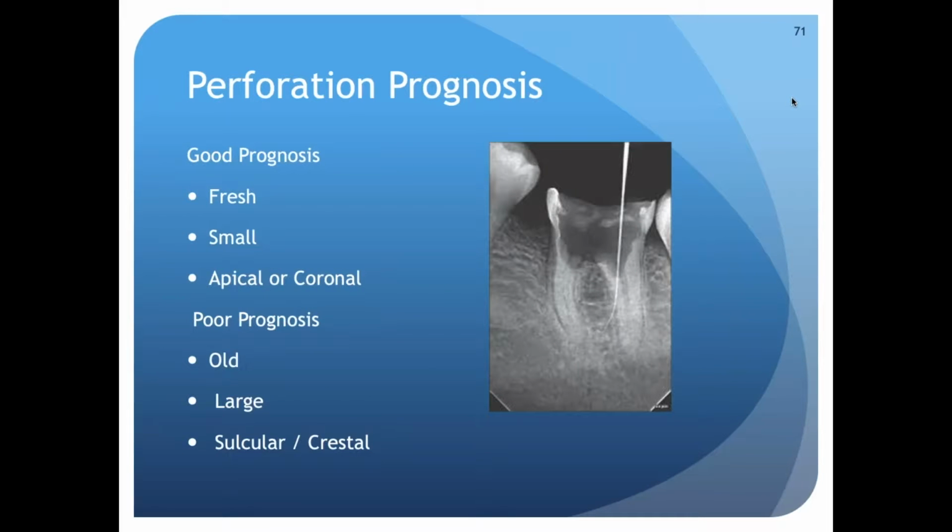So perforations, these are no bueno. There are some that can have a good prognosis. So if it's fresh, you catch it right away when you've done it and you repair it. If it's small, and if it's more apical, so way down towards the apices, or more coronal. Some poor prognosis, if it's an old perforation and we didn't find it, very large perforations, or if it occurs in the sulcus or crestal, those are not so good.